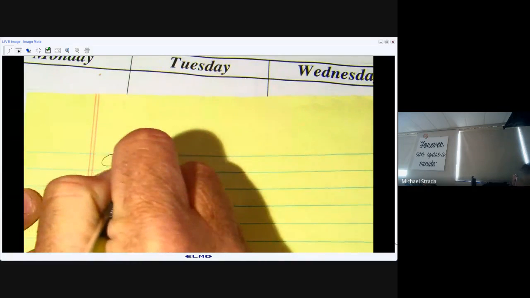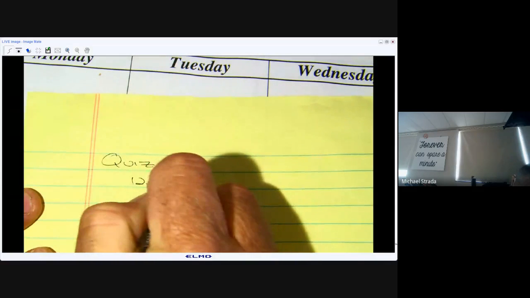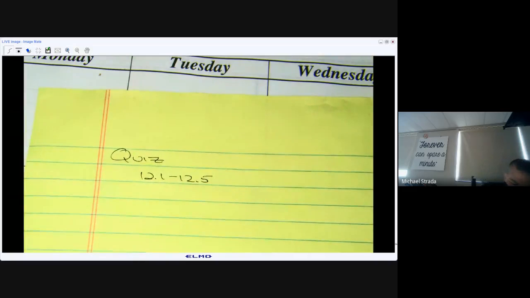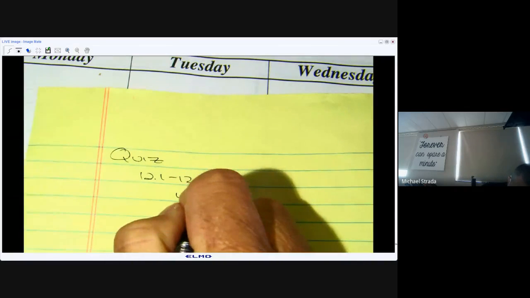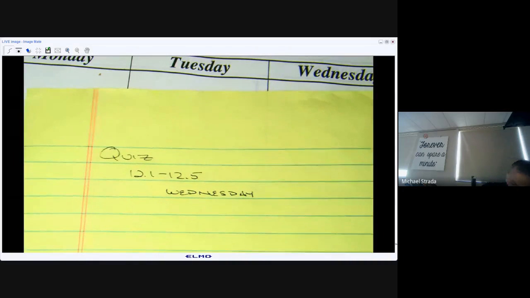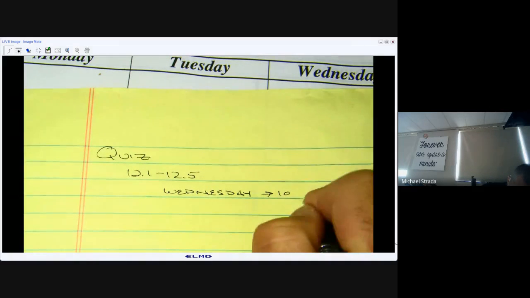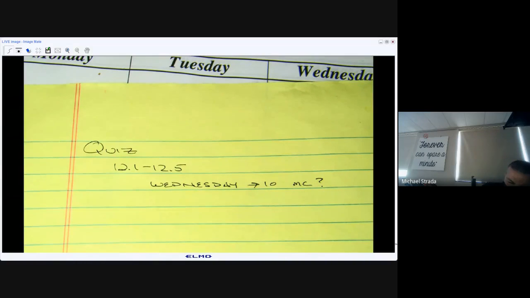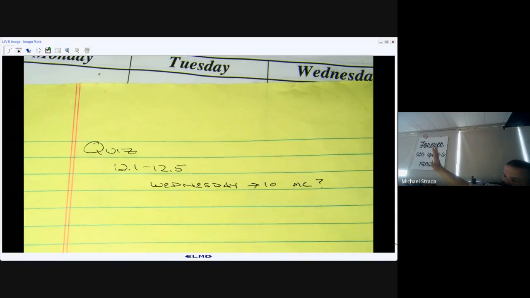Quiz 12.1 to 12.5, Wednesday. 10 multiple choice questions. 12.1 through 12.5 means how many sections? 10 total questions means how many questions per section? Each one worth 5 points, total of 50 points.